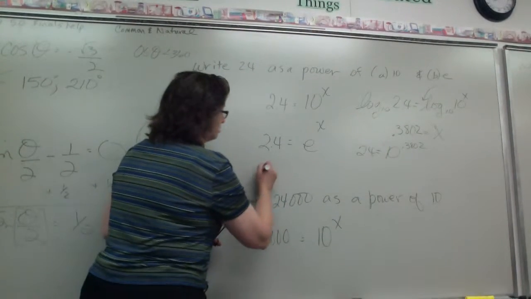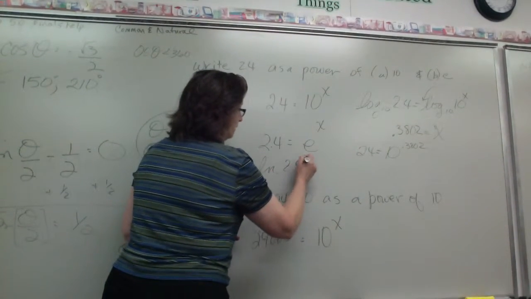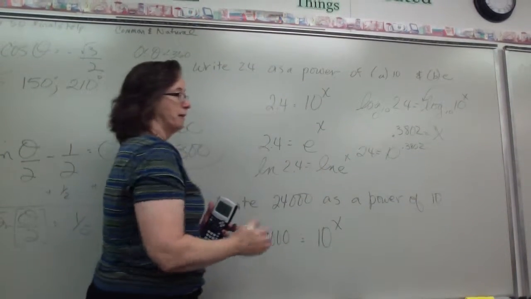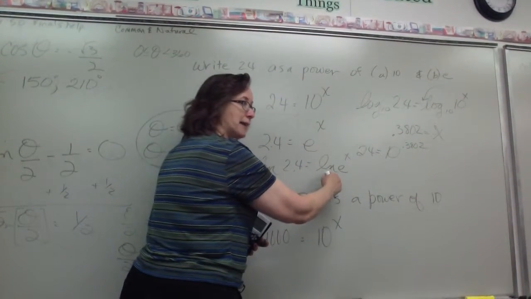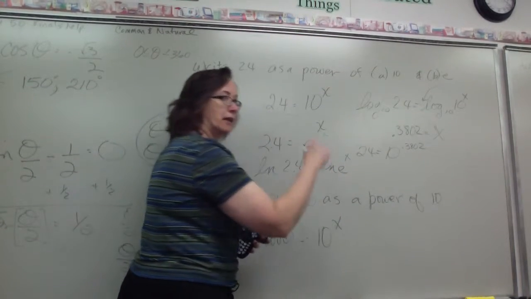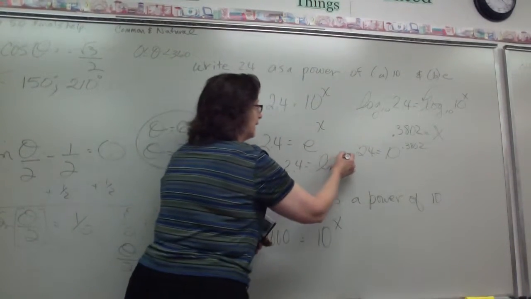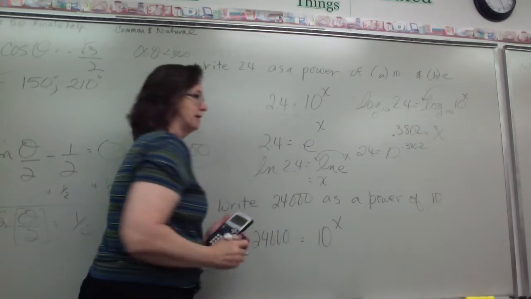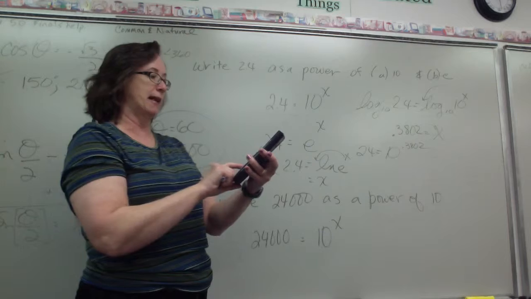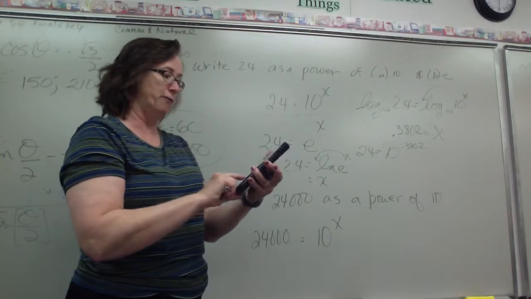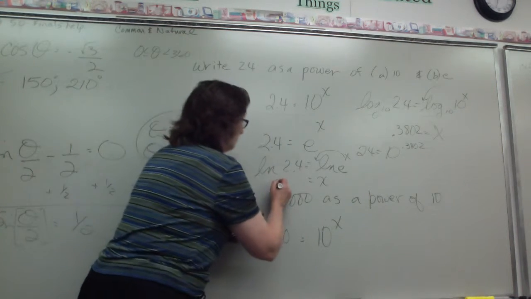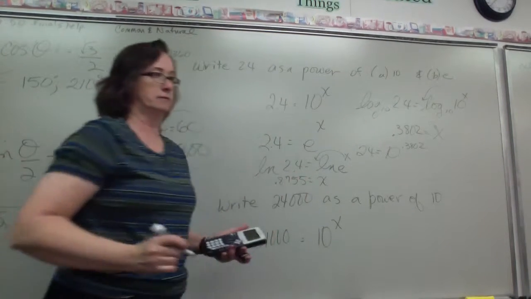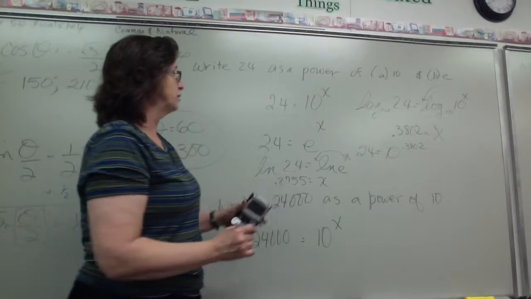So I'm going to take the natural log of 2.4 is equal to the natural log of e to the x. But natural log is log base e. So log base e of e is going to go to 1, and my exponent's going to run around to the front, so the right-hand side becomes x, and the left-hand side, I'm going to use my natural log button, ln of 2.4, and I get 0.8755.